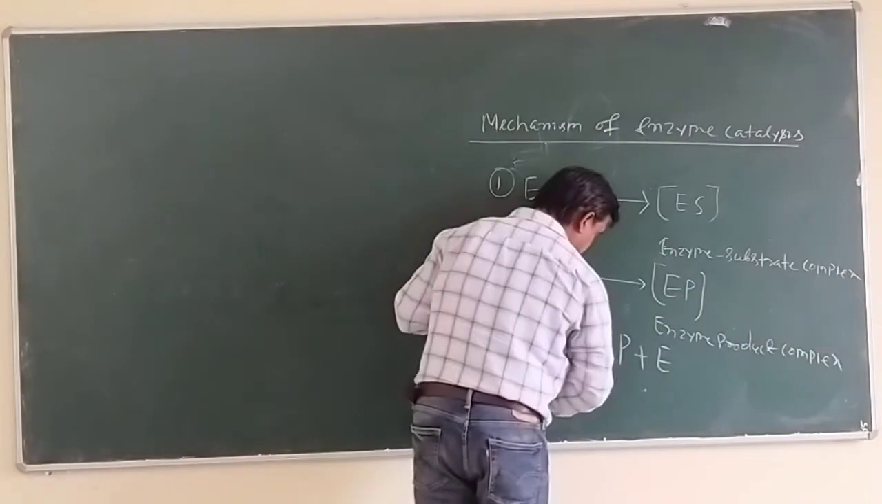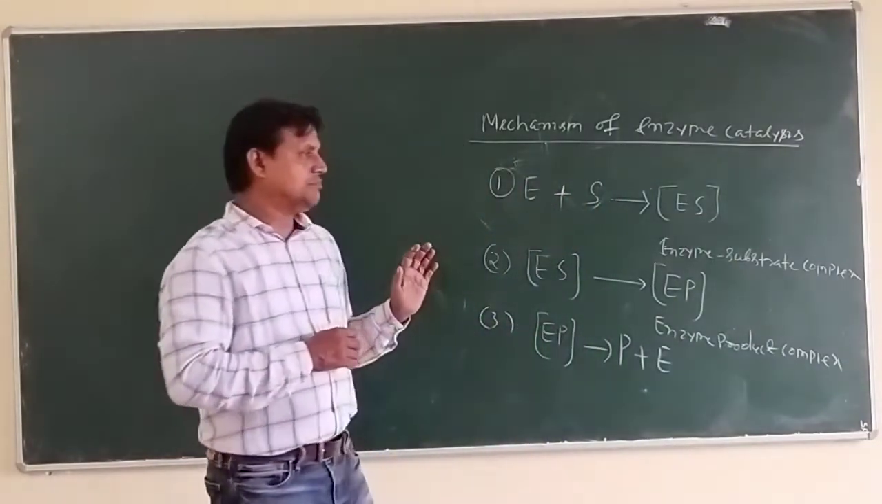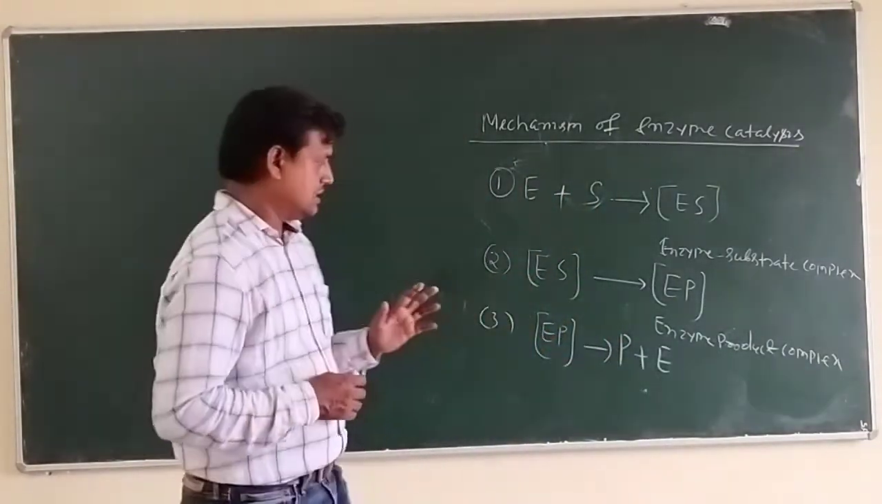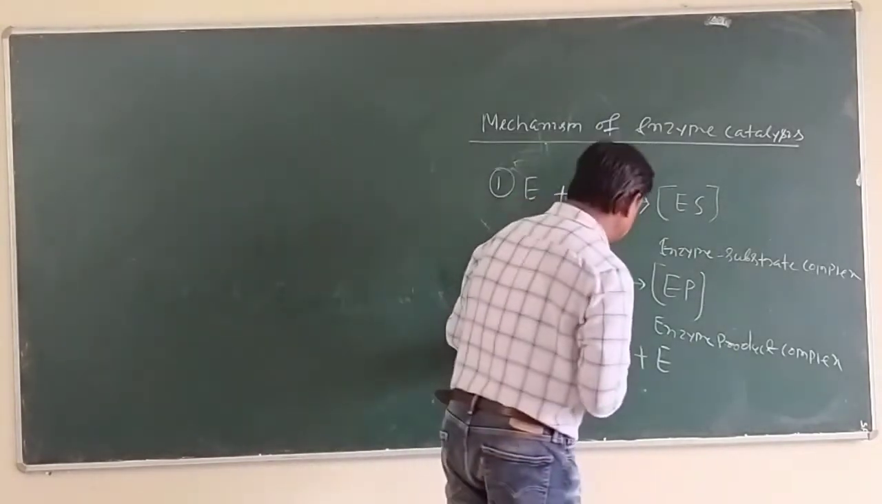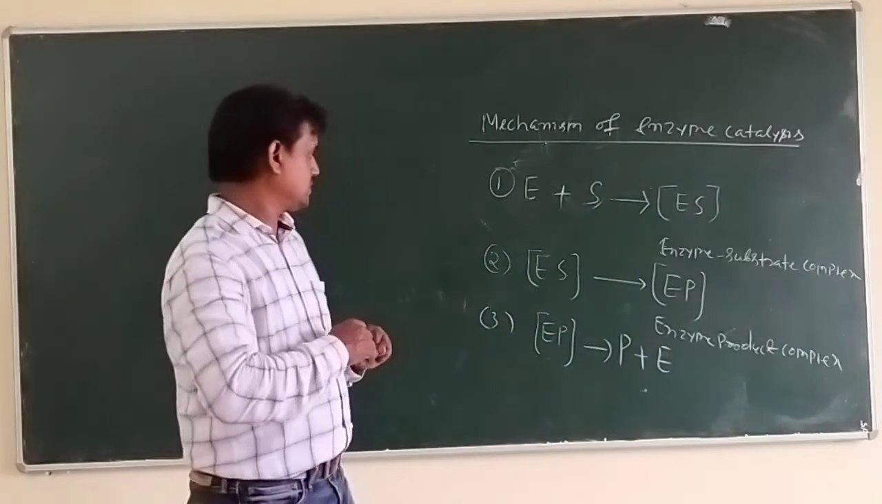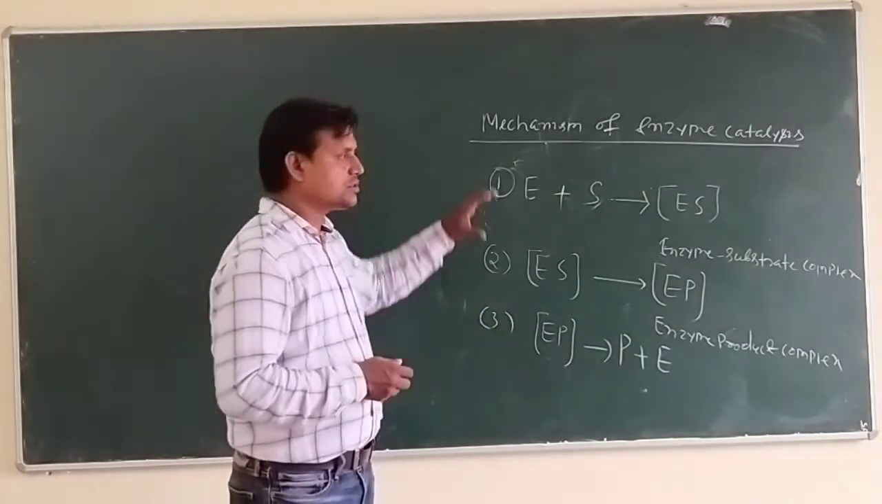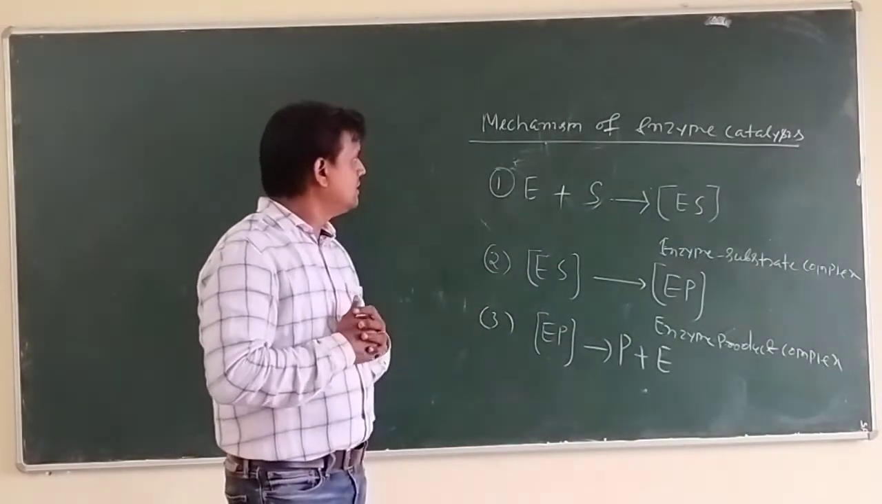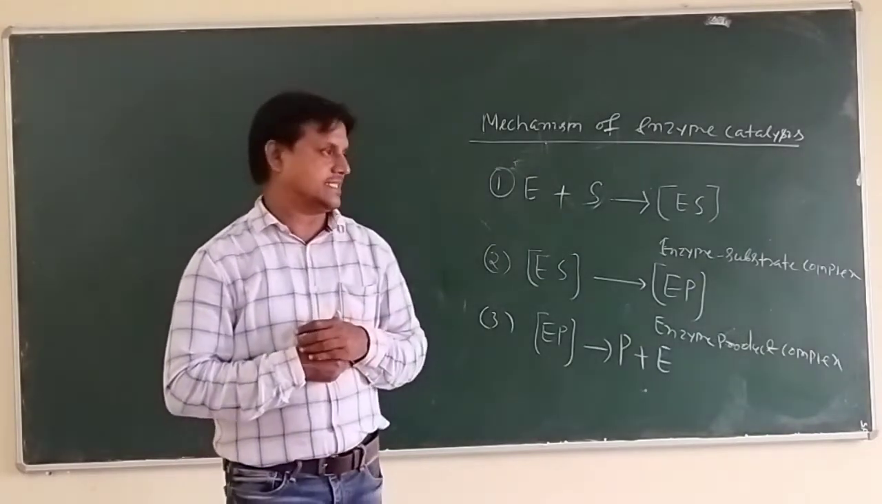This enzyme product complex can form the product P and enzyme E. Okay? So this is the mechanism of enzyme catalysis.